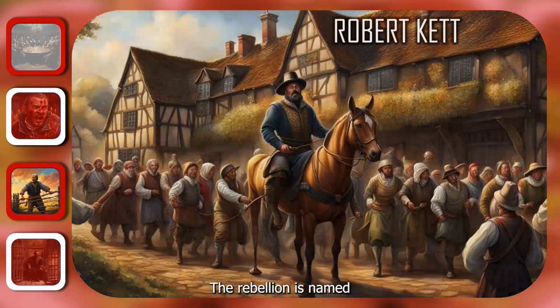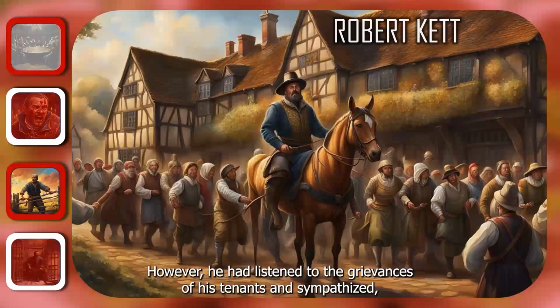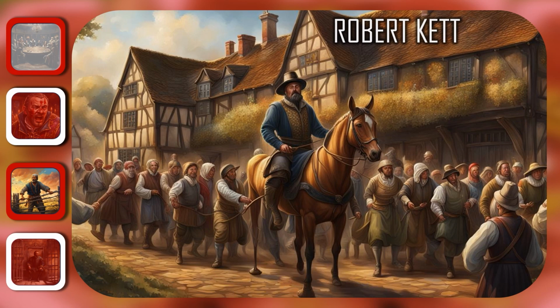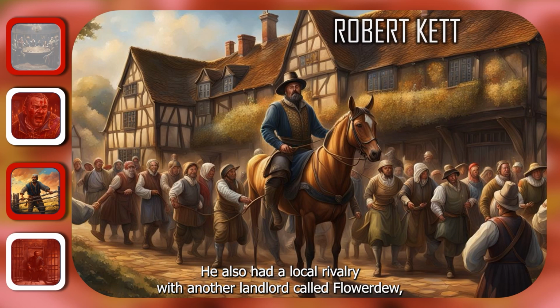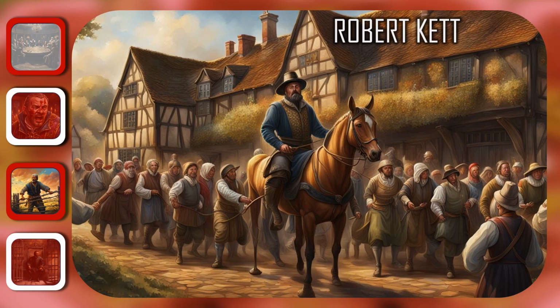The rebellion is named after the ringleader, Robert Kett. He was a wealthy farmer, who originally had been the subject of the rebels' wrath. However, he listened to the grievances of his tenants and sympathized, deciding to ultimately join their cause and help them to tear down the hedgerows. He also had a local rivalry with another landlord called Flowerdew, and this personal feud added greater fuel to the flame of the rebellion.